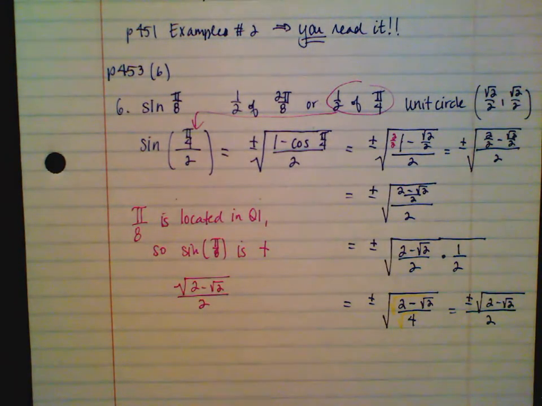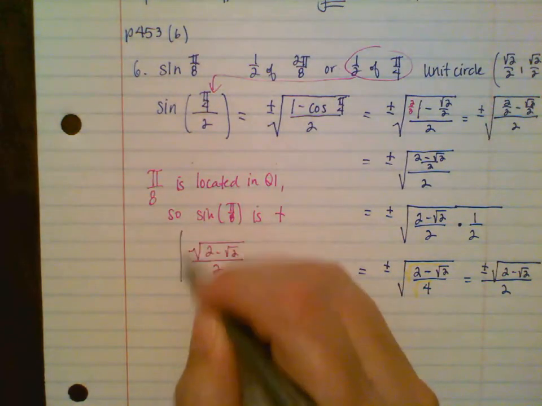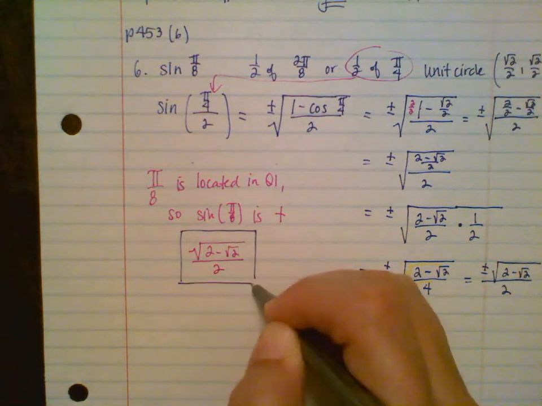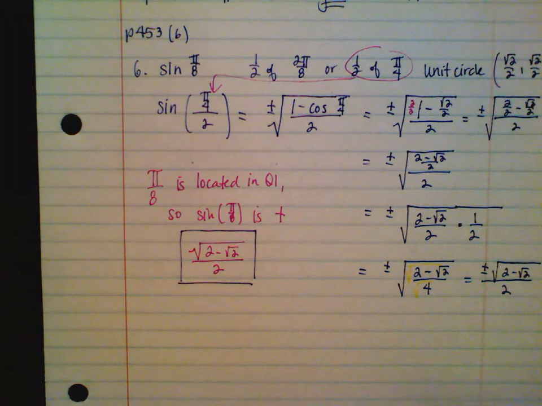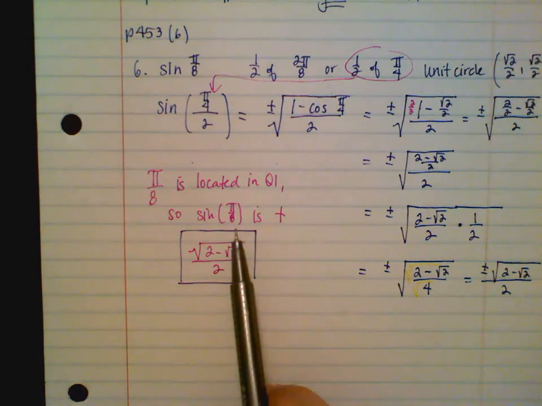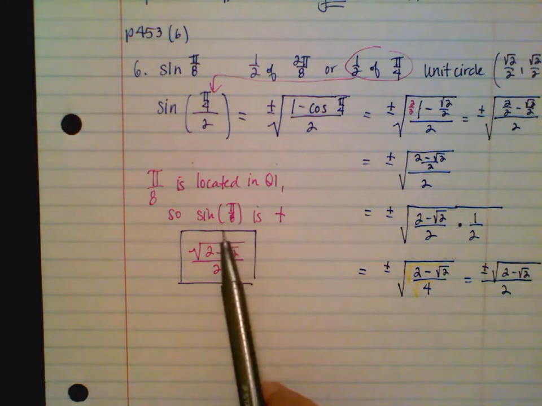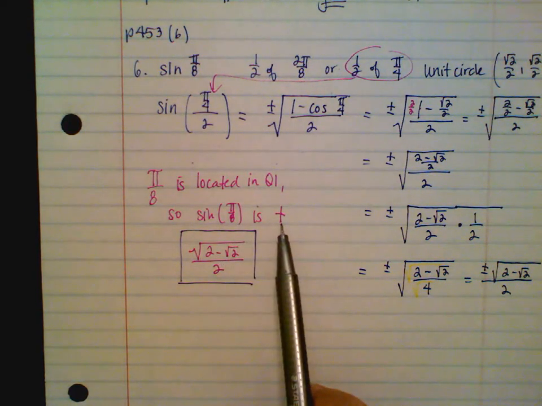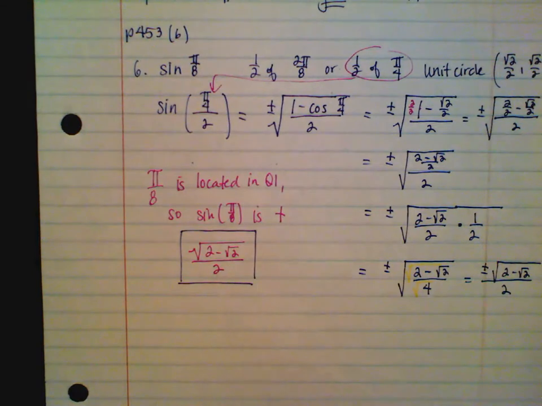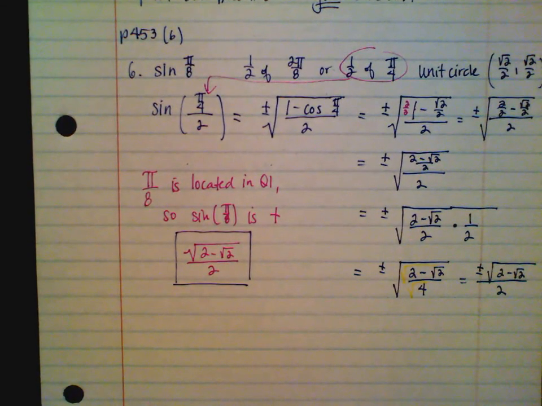Wow, I'm glad I figured that out before I submitted this video. Okay. Pi over 8 is in quadrant 1. The sign in quadrant 1 is positive, so we should only consider the positive case. Okay?